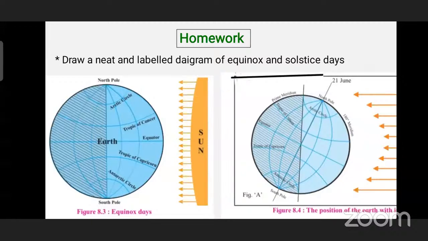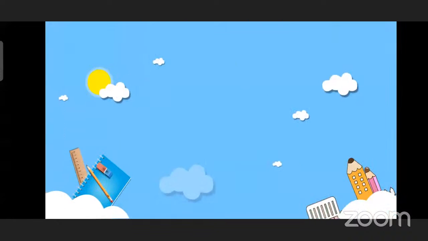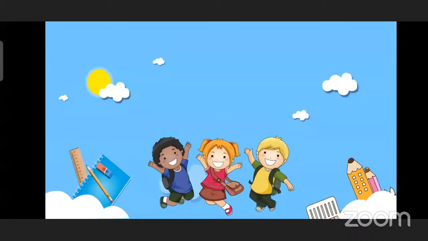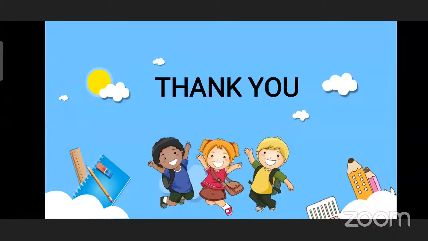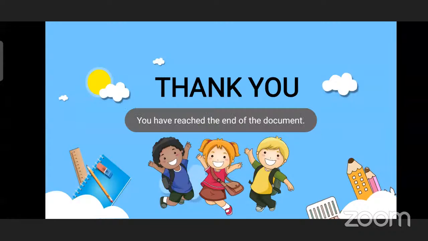What is migrate? Yes, migrate means what? Animals or birds go from one place to another place. They travel to some other region because they do not find food in their region. So in search of food, they go to some other region. That is called migration.